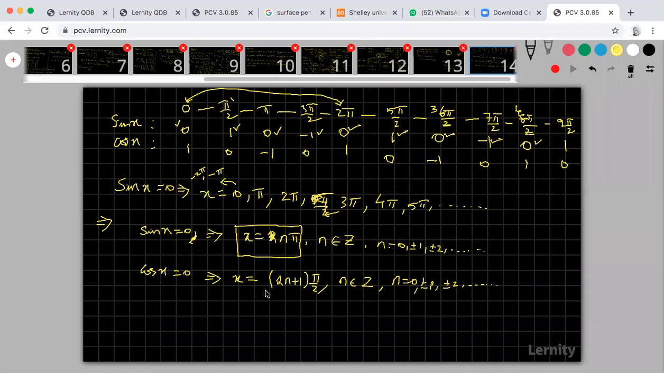Please try to understand. Sin x is 0 means your x is equal to n pi. Cos x is 0 means your x is equal to 2n plus 1 pi by 2. Please take that and try to understand. We'll go to the next.